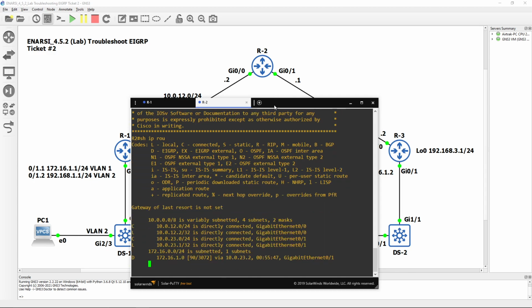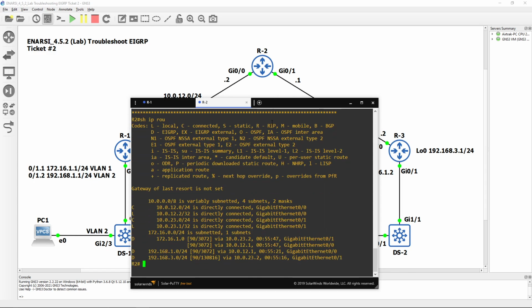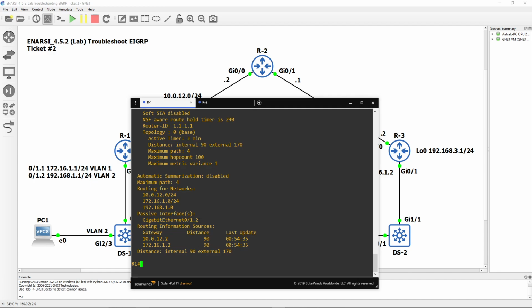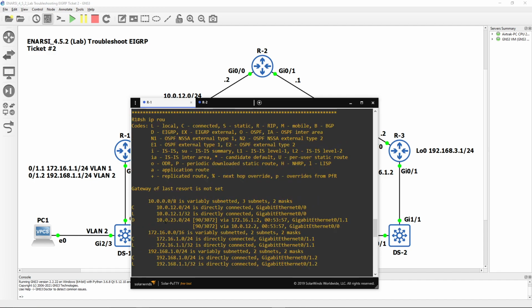So let's see what router 2's got going on. We have one coming up via 10.12.1, which is router 1, and another which is up via router 3. So interesting. What's happening with the 10.0.23? It's coming from both directions, which are directly connected.